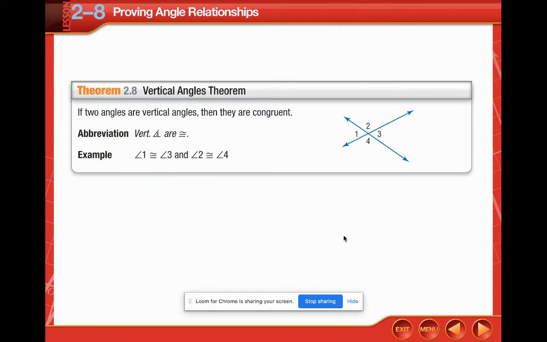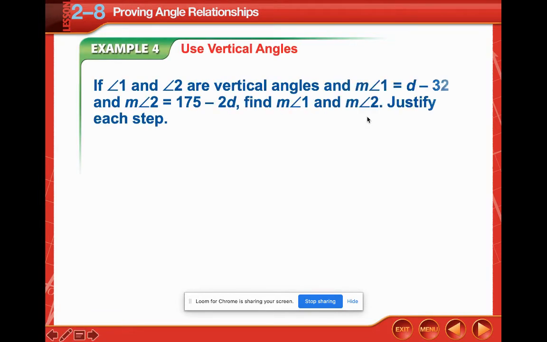Okay. Vertical angles theorem. If 2 angles are vertical angles, then they are congruent. I feel like we did this one earlier, but we'll go forward with it. So remember, vertical angles are the ones that are crossing each other, 1 and 3 here, 2 and 4. That means that they're also congruent. All right. If angle 1 and 2 are vertical angles, just to let you know that means they're equal.